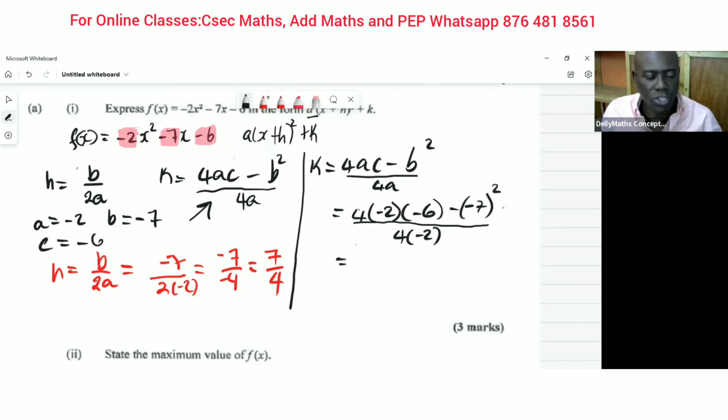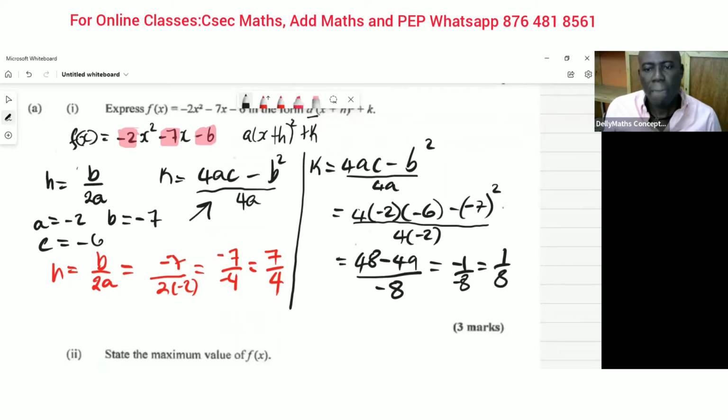Let us go for it, making sure that we're not making any mistake here. Let's put this on our calculator. This looks like positive 48, since 8 times 6 is 48, so this is 48 minus 49 all over negative 8. So I'm getting negative 1 over negative 8, and this is 1/8. So if this is k and this is h, then I can just plug them in up here.